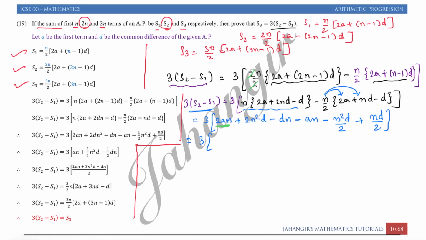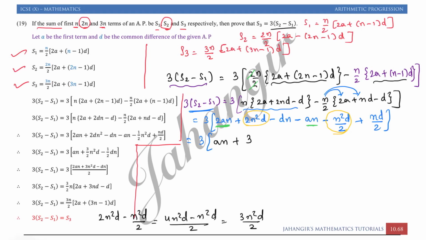So if you see the one which I am marking with green, that is my like term. So 2an minus an is an, then n square d with n square d. So I will just show you how to solve. 2n square d minus n square d upon 2, taking LCM, 2 2s are 4, n square d minus n square d upon 2. So that will give me 3n square d upon 2. Theek hai, hope you understood. So this I will write as 3 by 2 n square d.